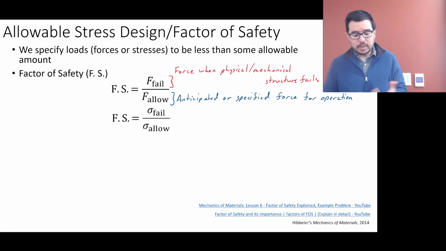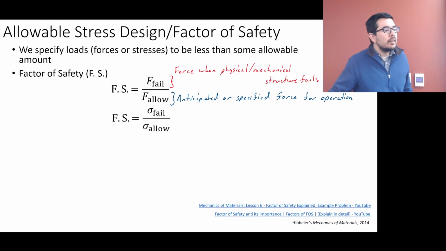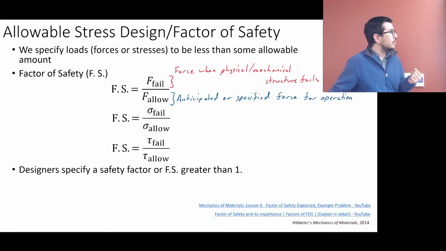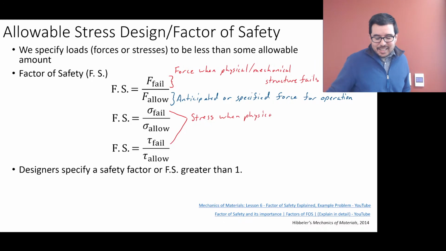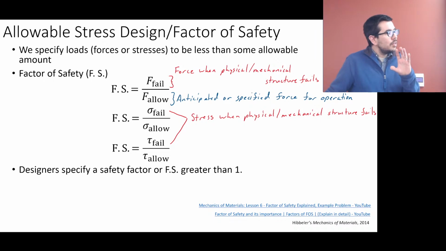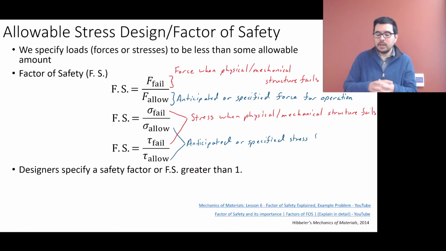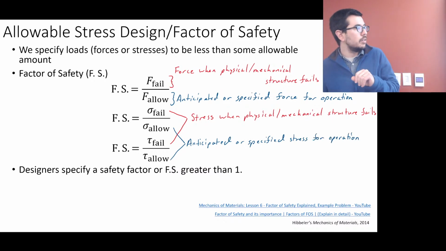Okay, another definition is to say, what is the stress at failure, and what is the allowable stress? It can be in terms of a normal stress or a shear stress. Oh, I lied, we did have a shear stress here today. All right, there it is. So again, this is a stress associated with physical failure, and typically for uniaxial loading, which is what we've been focusing on, it's the yield strength of the material. And then you prescribe an anticipated or specified stress for the operation of what you're trying to do.